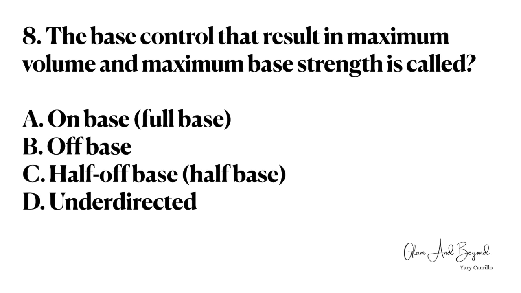Number 8. The base control that results in maximum volume and maximum base strength is called A. On base, full base. B. Off base. C. Half off base, half base. D. Under directed. The answer is A. On base, which is full base.